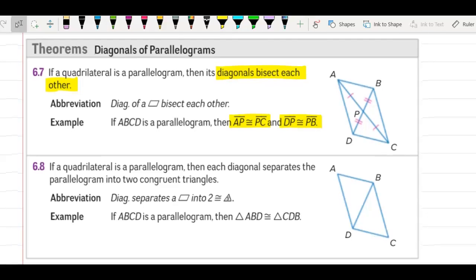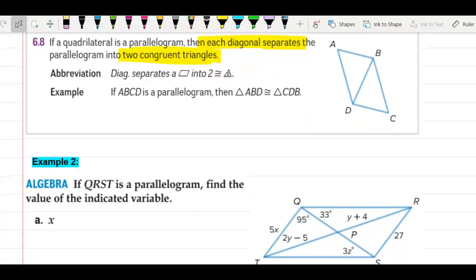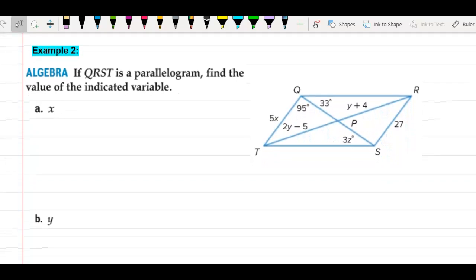Okay, second thing, if a quadrilateral is a parallelogram, then each diagonal separates the parallelogram into 2 congruent triangles. So the 2 pieces that we've created are now congruent to each other. They're just rotated around each other. Okay, so let's take a look at example 2.